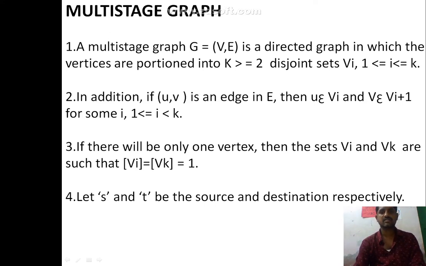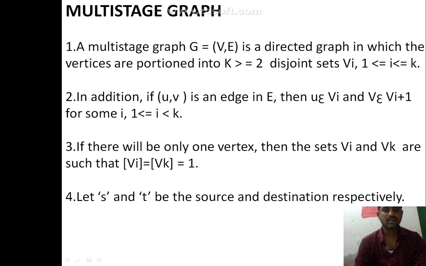Now we discuss multi-stage graph. In a multi-stage graph, G equal to (V, E) is a directed graph in which the vertices are partitioned into k greater than or equal to 2 disjoint sets, that is Vi, 1 less than or equal to i less than or equal to k. In addition, if (U, V) is an edge in E, then U belongs to Vi and V belongs to Vi plus 1 for some i, 1 less than or equal to i less than k.